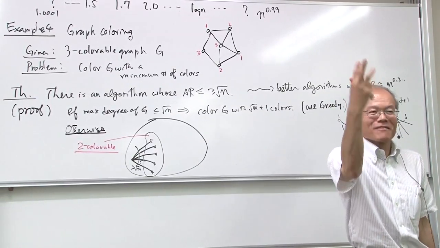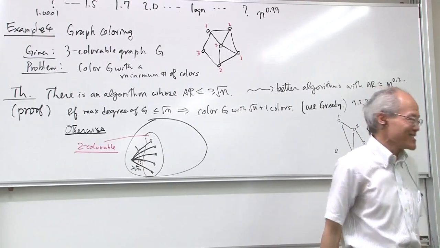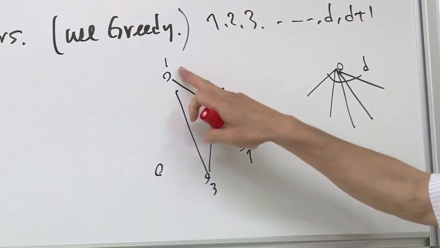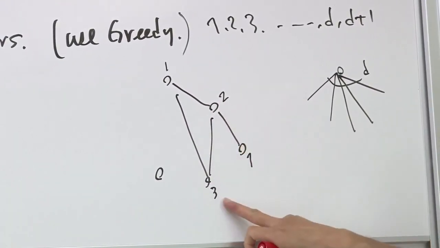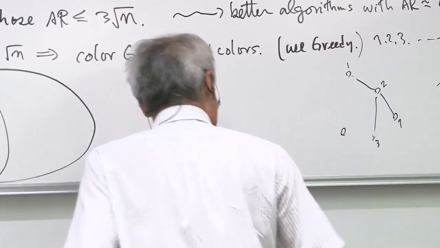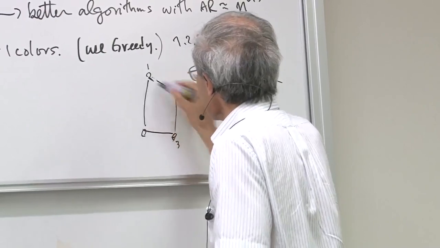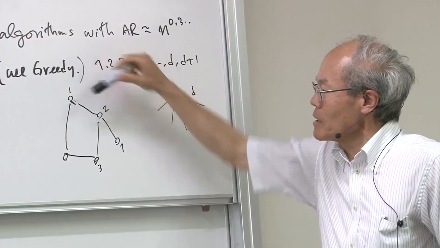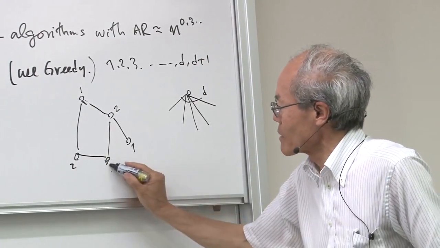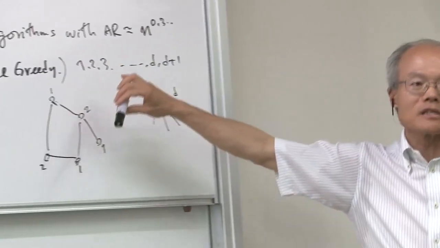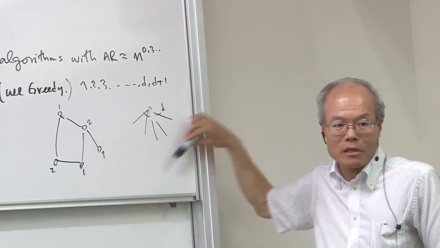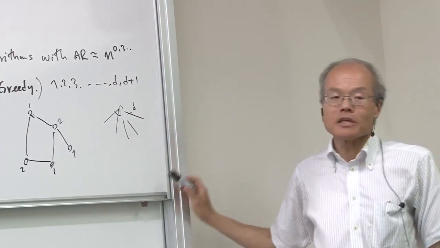Two coloring is completely different from three coloring. Two coloring is easy. This is one, the next should be two. And in this case, no, this is not two colorable, so we don't have such an edge. If you use one, then of course the neighboring vertex should have color two, and the next neighbor should have color one, and so on. Everything goes deterministically: one, two, one, two. So two coloring is pretty easy.